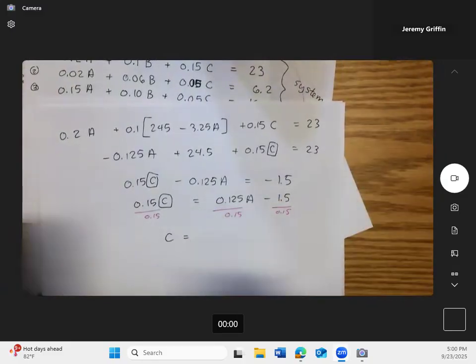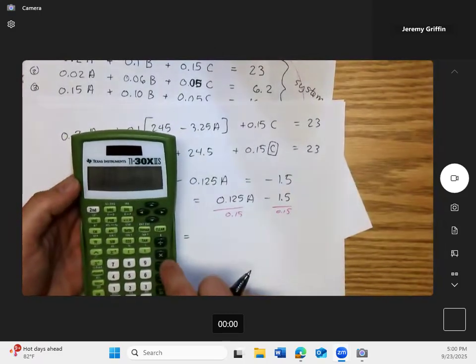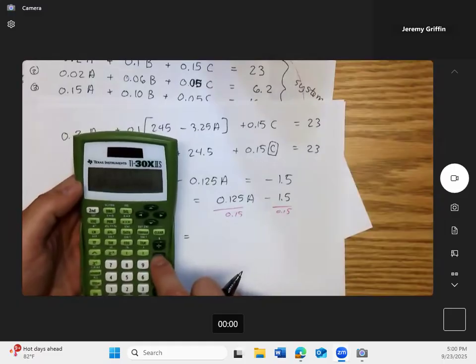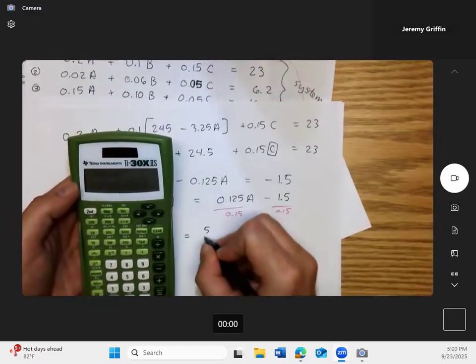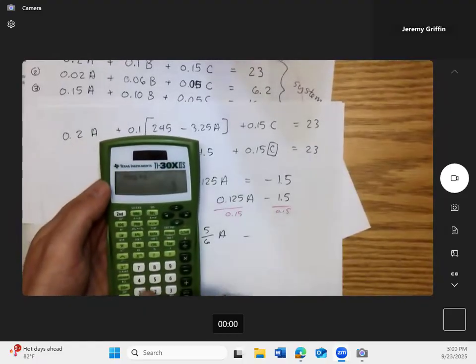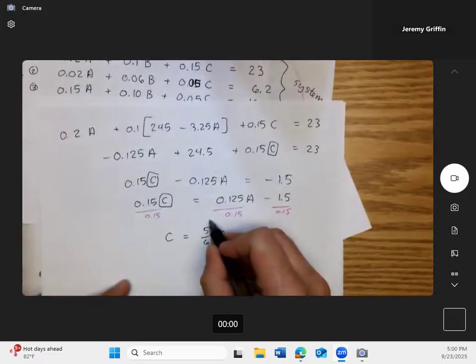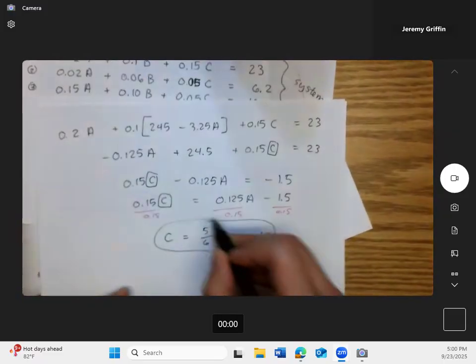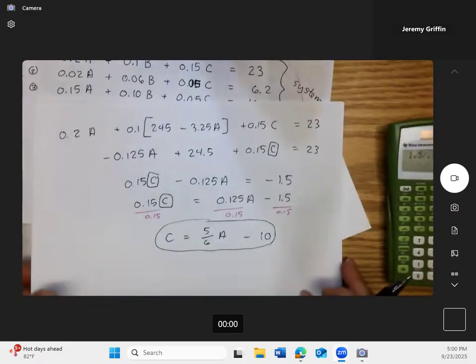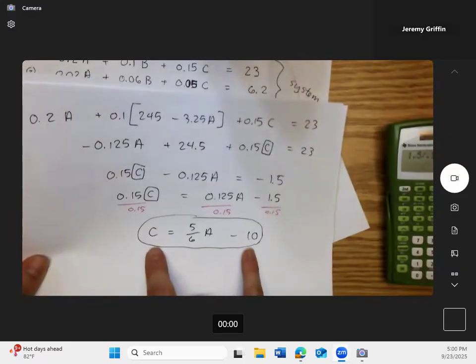So c equals 0.125 over 0.15. That's a funny looking fraction. Is that 5/6, I think? Yeah, sure is. It's 5/6a. And then minus 1.5 over 0.15, what is that? 10. Okay, so now I have c in terms of a. We're in a good spot, because before we knew b in terms of a, and now I know c in terms of a.